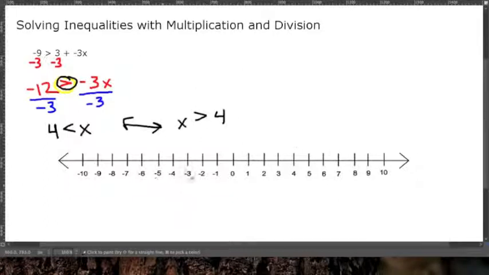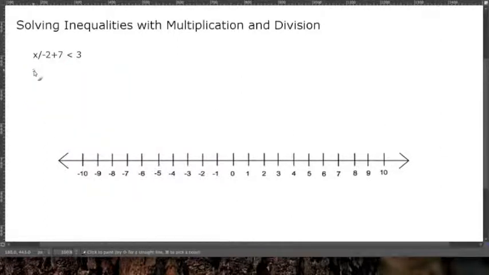So we're going to find 4 on our number line, circle it, and x is greater than 4, so it's not equal to it, and greater than means everything to the right. So x is greater than 4.